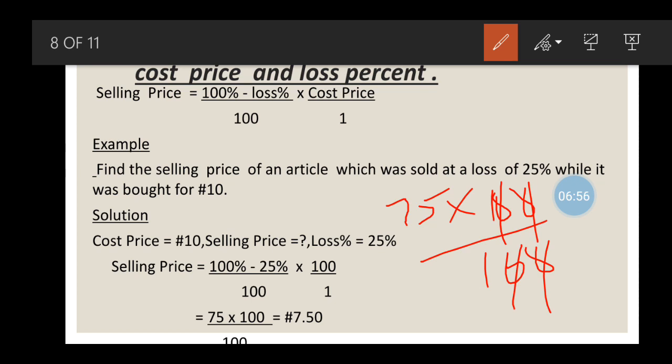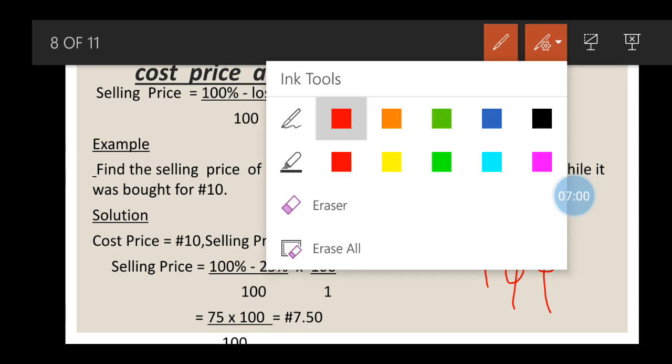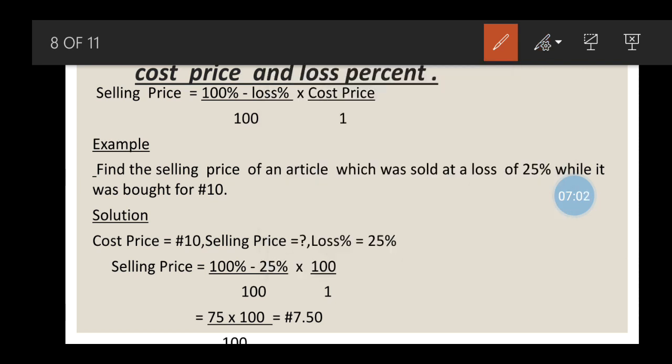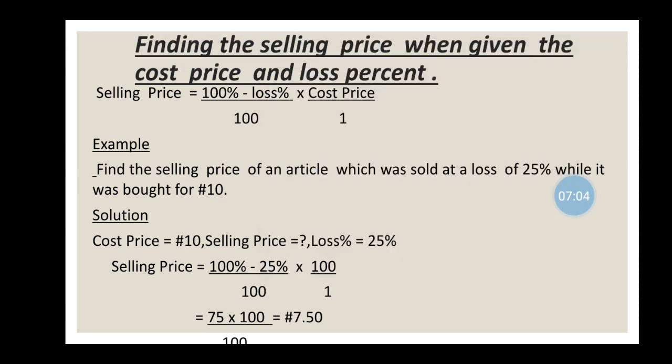So you're left with just 75 naira. So it is 75 naira, not 7 naira 50 kobo. Sorry, it is 75 naira, not 7 naira 50 kobo. It was a mistake.